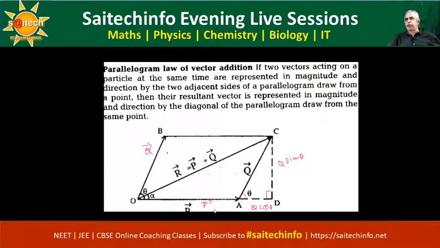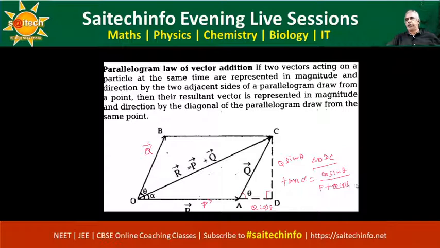So what is tan alpha? Tan alpha based on triangle ODC. In triangle ODC, what is tan alpha? Tan alpha is opposite side by adjacent side. What is this opposite side? Q sin theta. And adjacent side means this is P plus Q cos theta. So P plus Q cos theta.